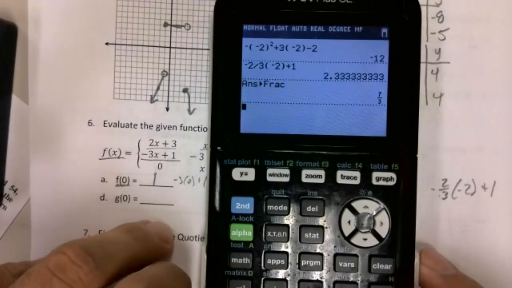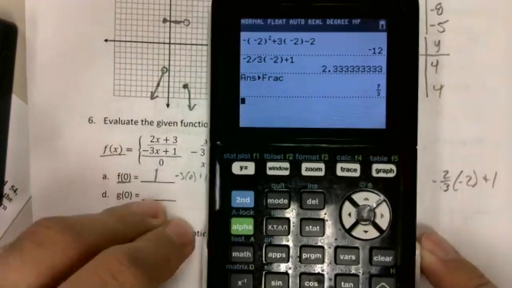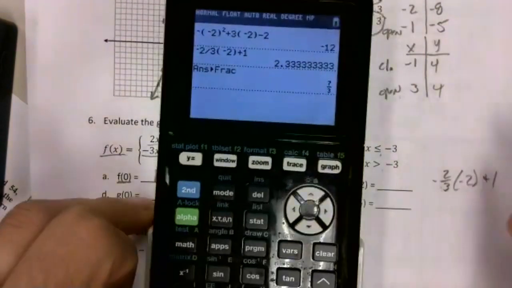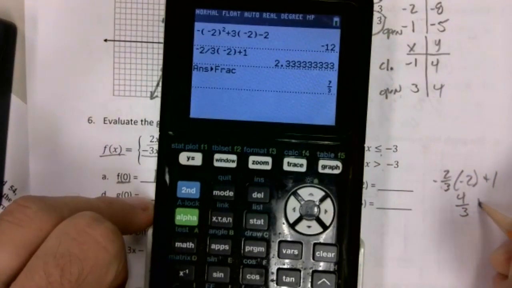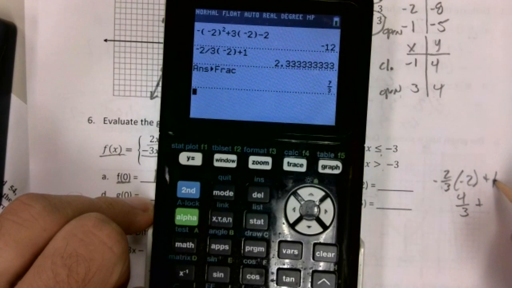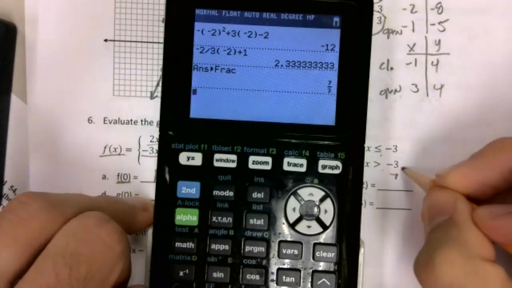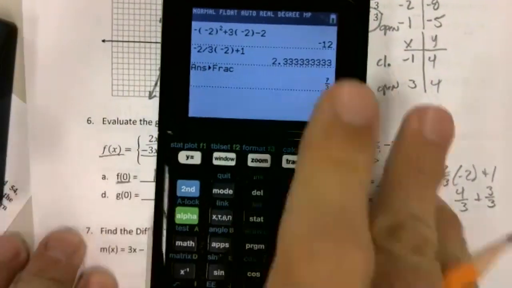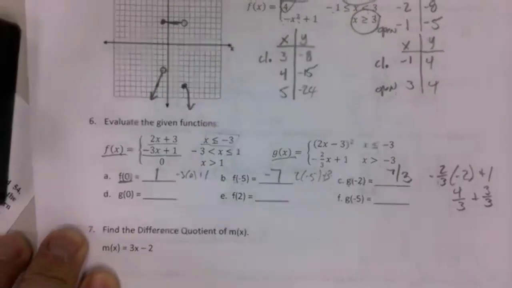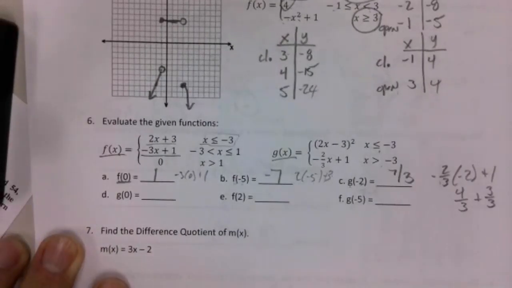By the way, again, I think the calculator is more difficult to use than do it by hand. Negative 2 times negative 2 is positive 4 divided by 3. Plus 1, get a common denominator, multiply it by 3, is really 3/3. My answer is 7/3. Next one. Question?